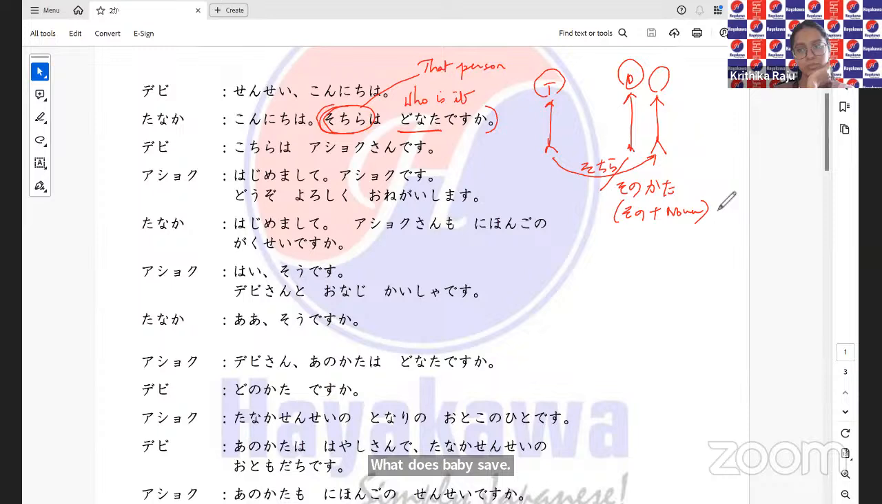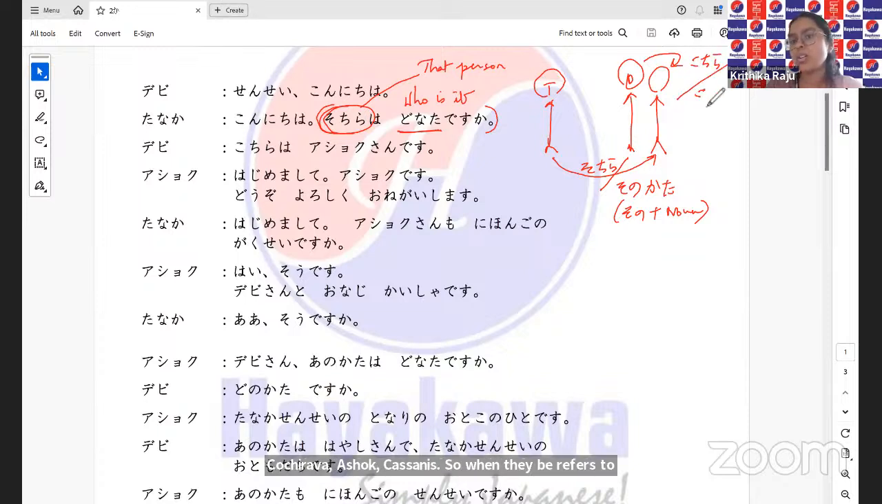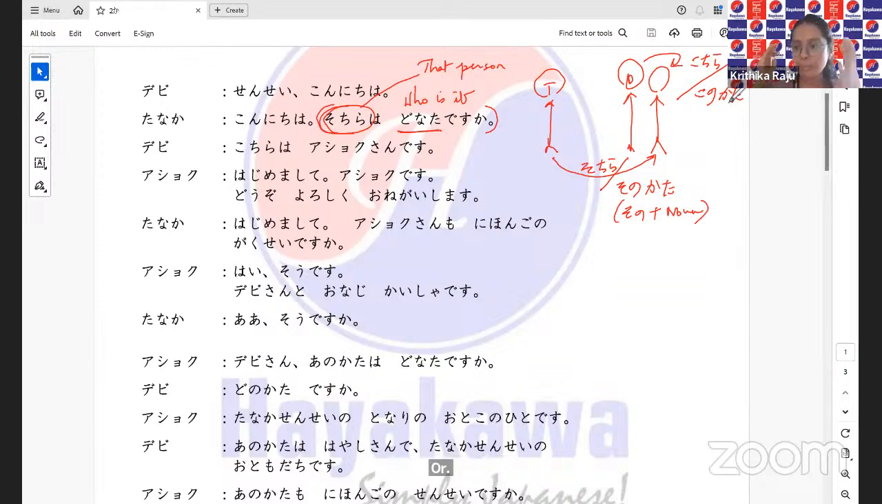Kochira wa Ashok-san desu. So when Devi refers to the person next to her, she says Kochira, this person. Or kono kata is also fine. Please do remember, try to register this. Kochira wa Ashok-san desu. This person is Ashok-san.